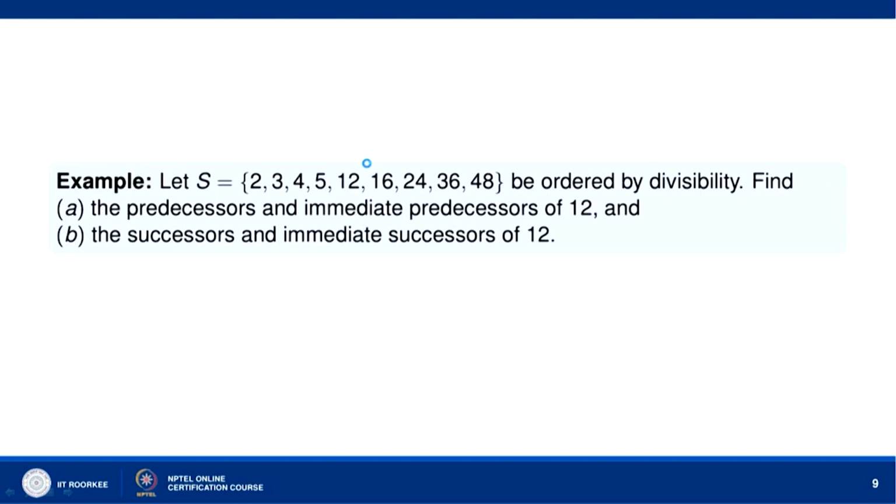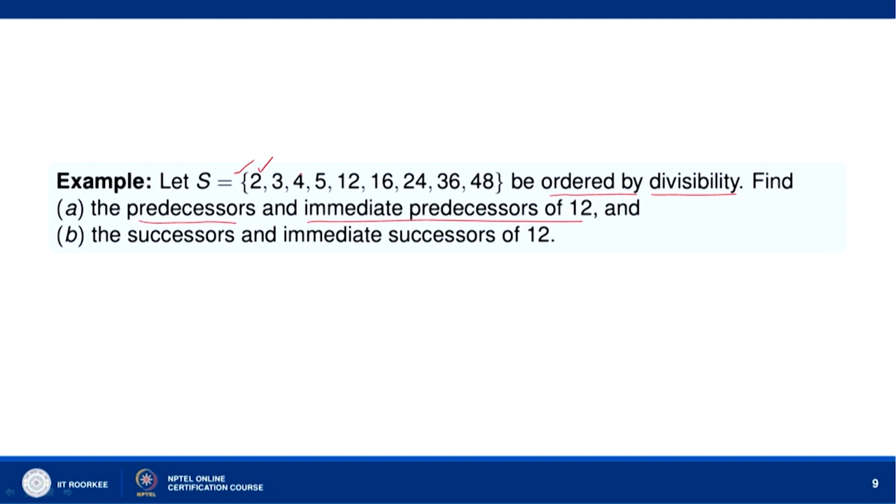Now, let us see this example. Let S be the set 2, 3, 4, 5, 12, 16, 24, 36, 48. Let us say this set is a poset with respect to divisibility. Then we have to find predecessors and immediate predecessors of 12. When we want to find predecessors of 12, we should find the elements which divide 12, and which are less than 12.